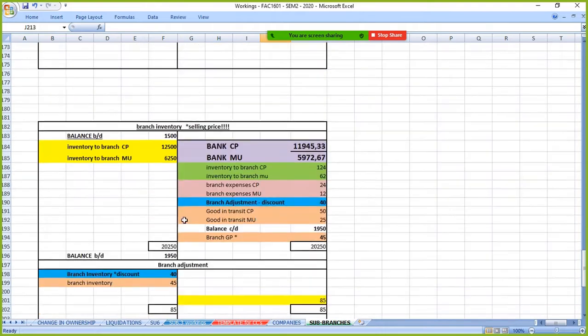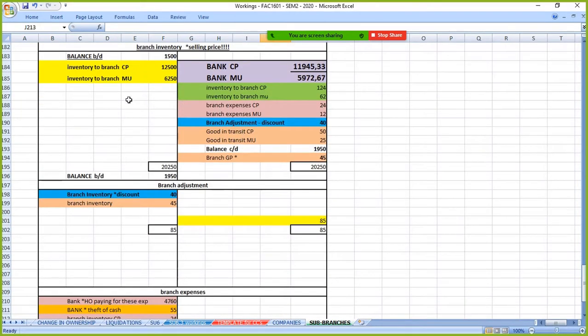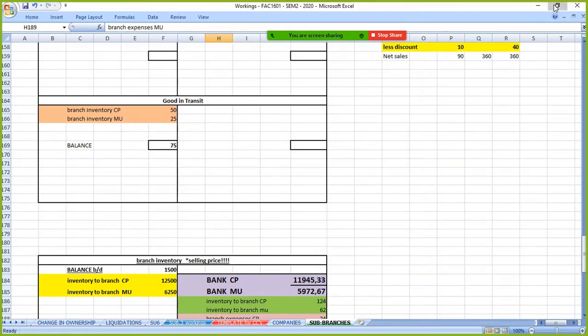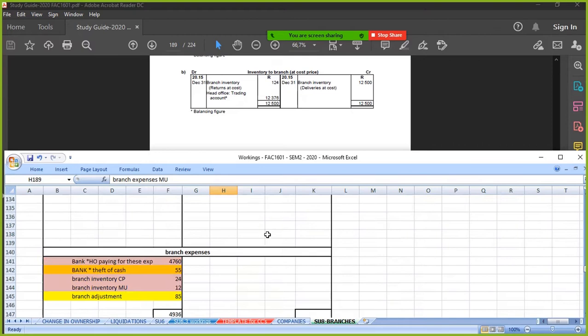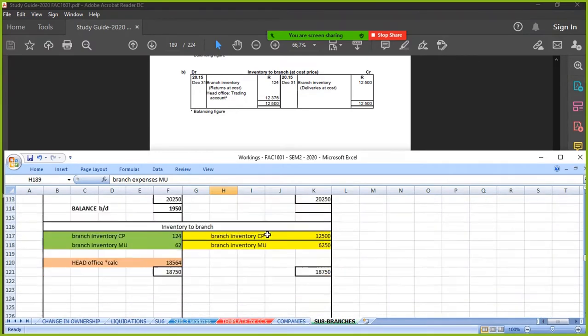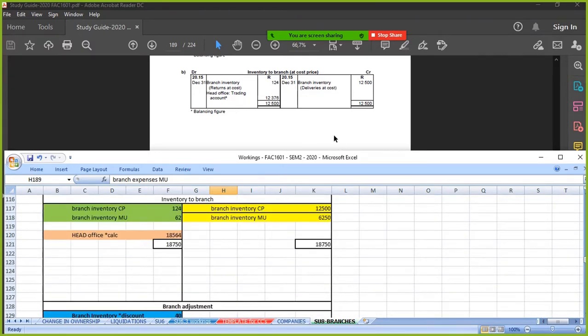They want us to take all of these markup figures, wherever I've got markup, to the branch adjustment account. Let's have a look at their branch adjustment. Inventory to branch. There's my inventory to branch. Same thing here: they haven't taken the markup, they only show the costs.